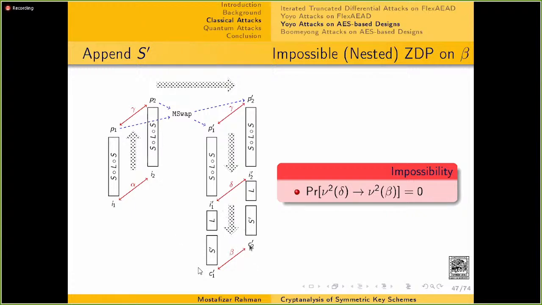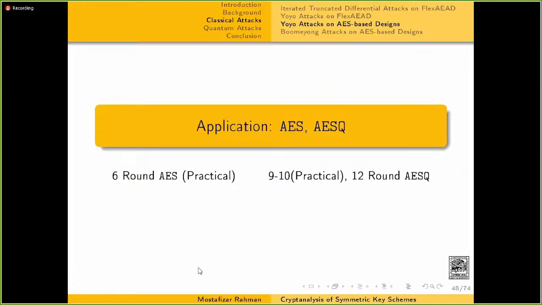And based on that, we expect in the beta that the impossibility will never occur if our cipher is the ASK or the AES permutation. And we applied this on the AES and ASK permutation. So we reported here the 6-round AES distinguisher in the known key model. And we also reported the 9, 10, and 12-round distinguishers for the ASK permutation.